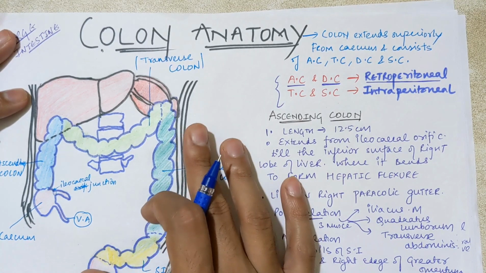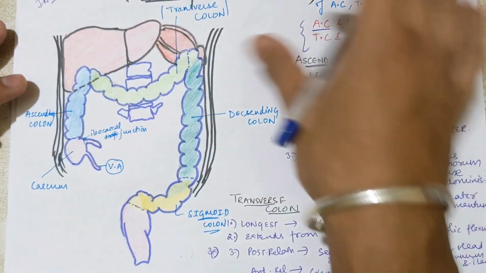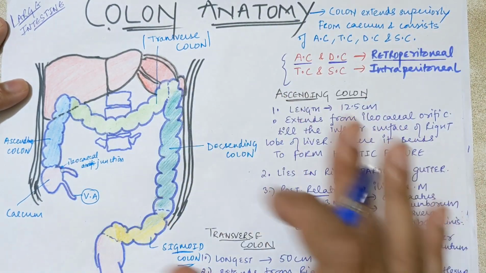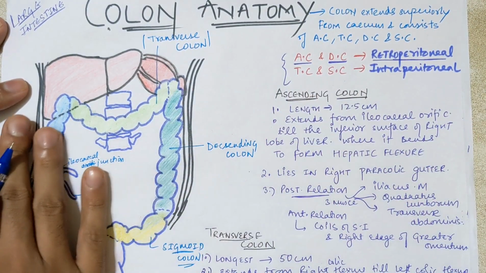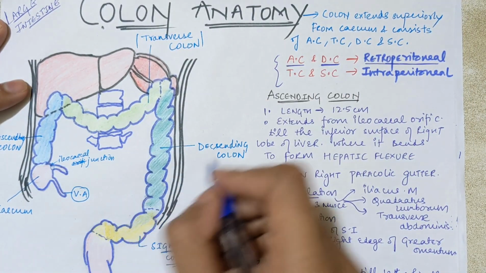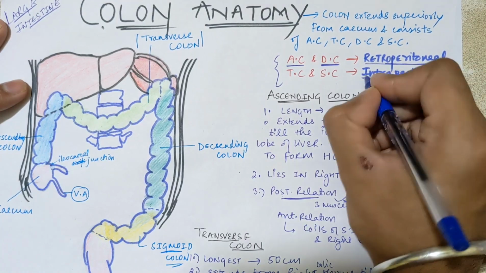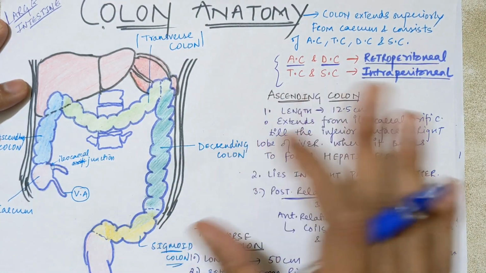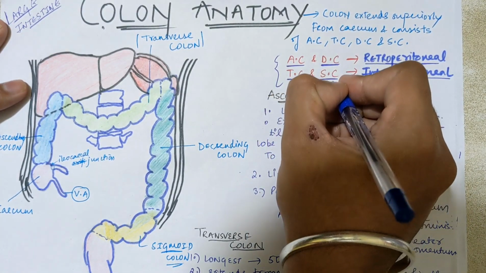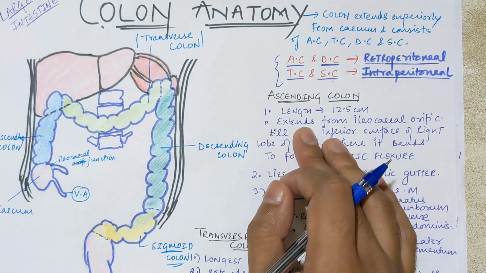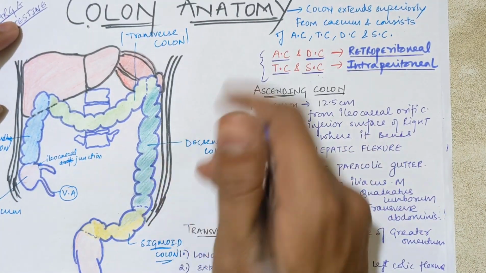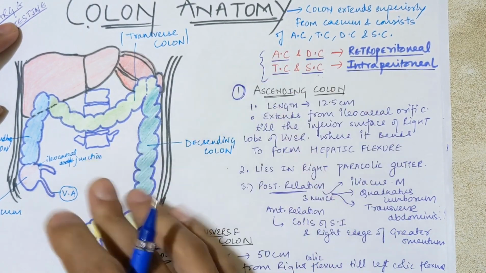The rectum is also a retroperitoneal organ, which we will discuss in the rectum video. A retroperitoneal organ is not covered from all sides; only one side, the anterior side, is covered by peritoneum. And what happens with the transverse colon and sigmoid colon? They are intraperitoneal, meaning they have peritoneal covering from all sides. So this is a basic difference. Now let's start first with our ascending colon.